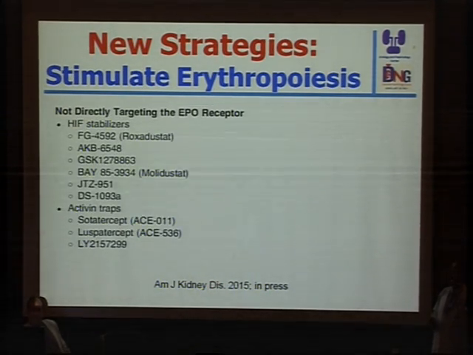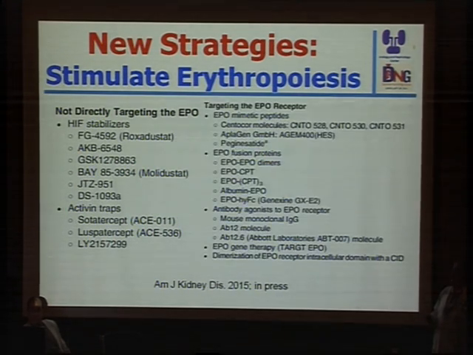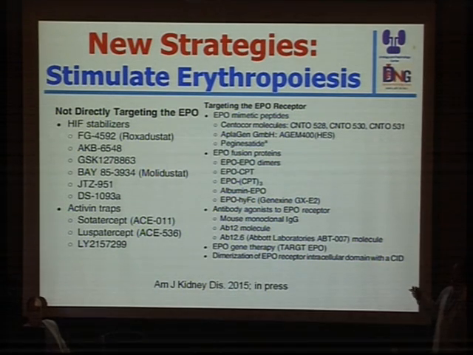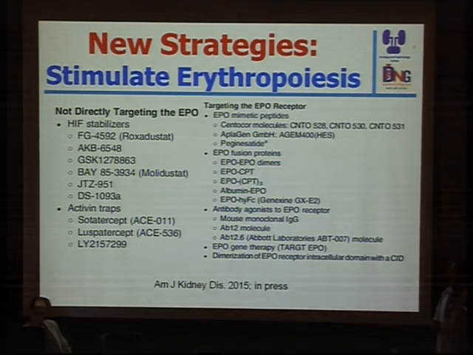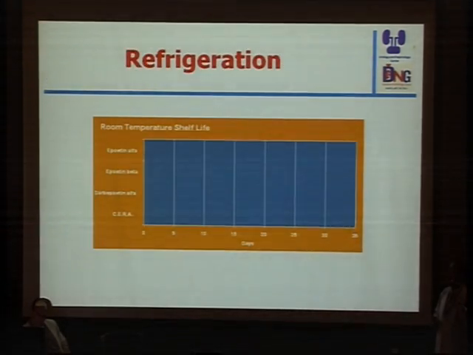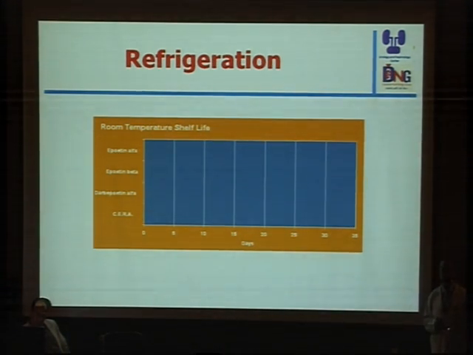And this slide shows that there are many advances to use EPO receptors, hypoxia-inducible therapies, antibody agonists. I'm not going to discuss them. What are the differences between ESA therapies?